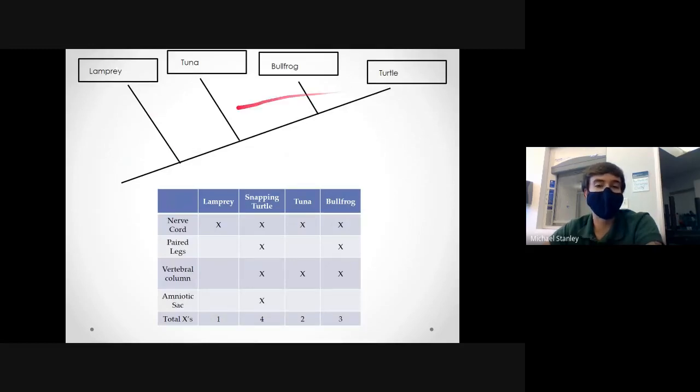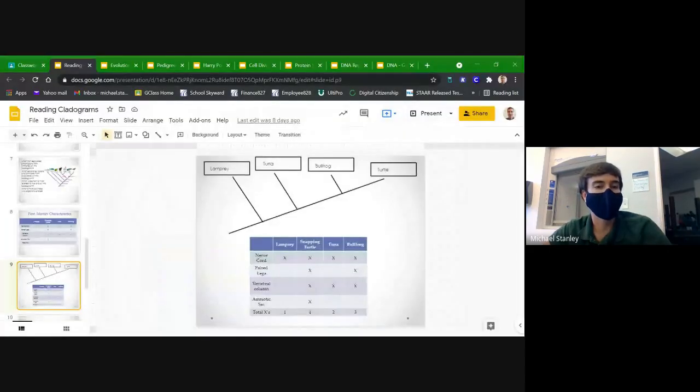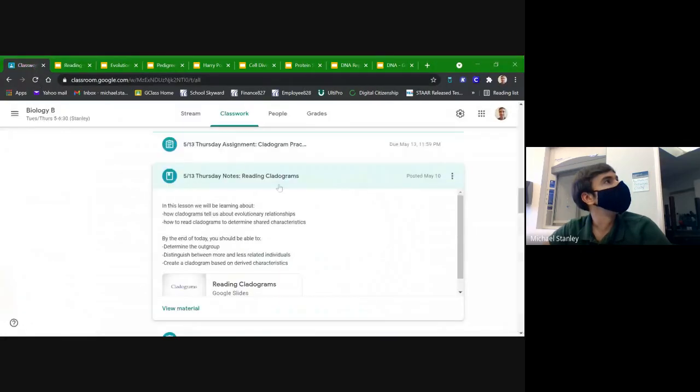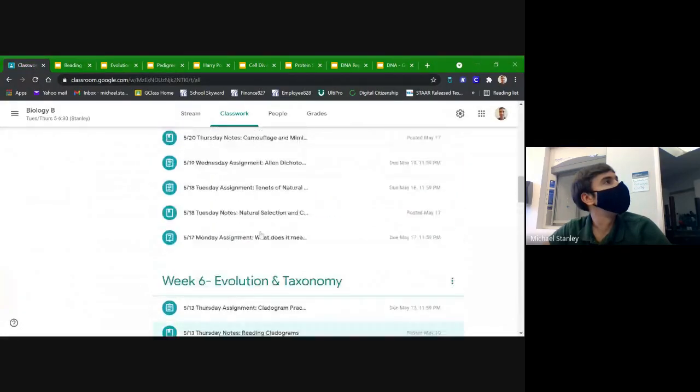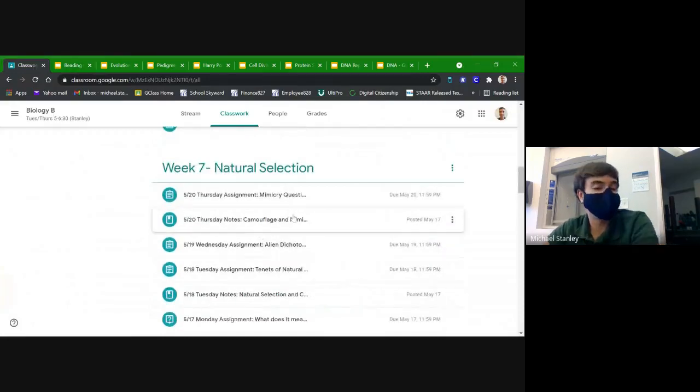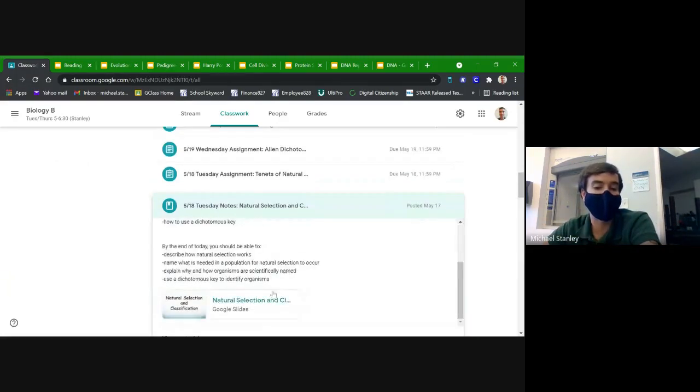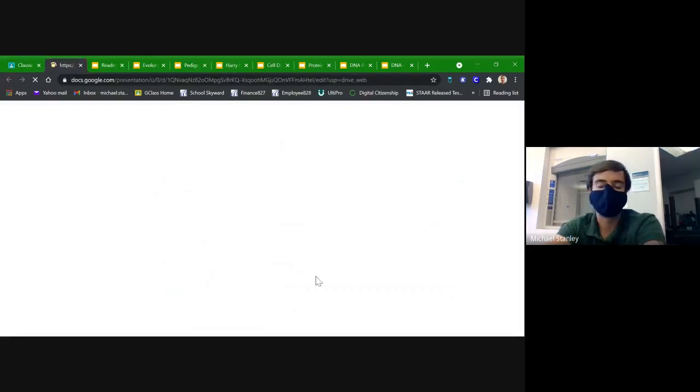All right, we also made our own cladograms, but there aren't any questions on the exam where you have to make a cladogram, so we're going to skip over that part for now. All right, so finally, the last things that we talked about, I'll go ahead and say that there are not any camouflage and mimicry questions on the exam, since that was just kind of a fun thing that we went over at the very end of class here. But we did talk about natural selection and classification.